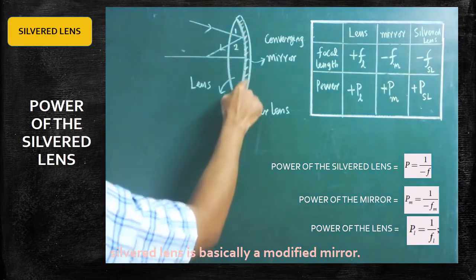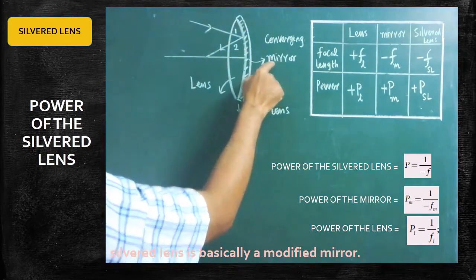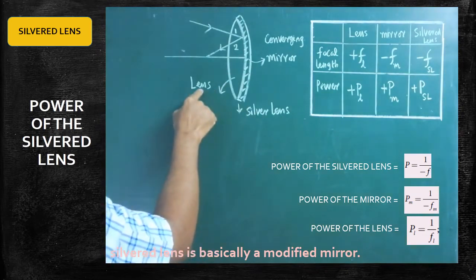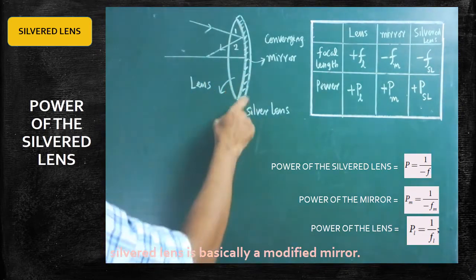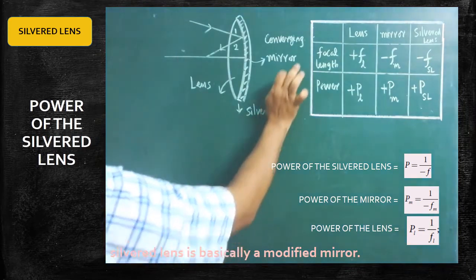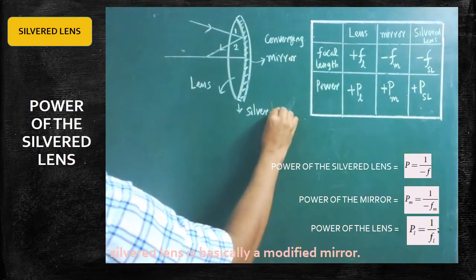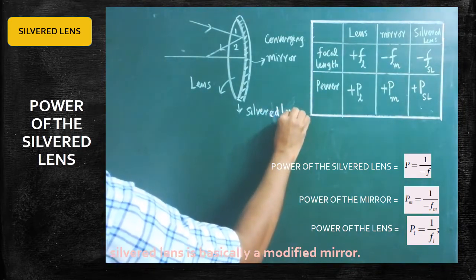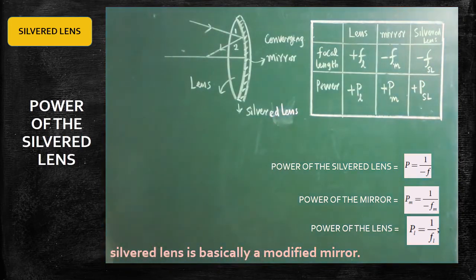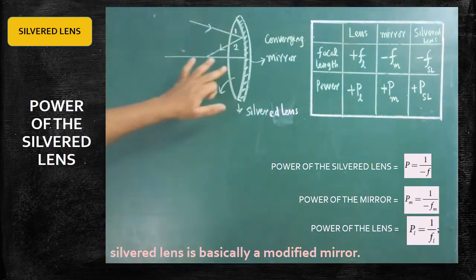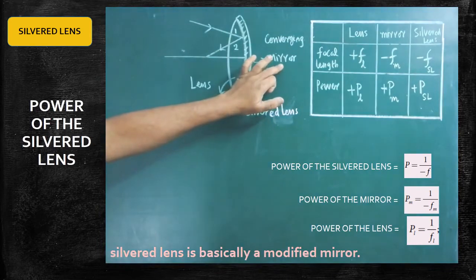Therefore, this portion acts like a converging mirror, concave mirror. This portion acts like a convex lens. So, this combination is called as silvered lens. The name of the lens is called, what is this? Silvered lens. So, silvered lens is a combination of convex lens and converging mirror, concave mirror.